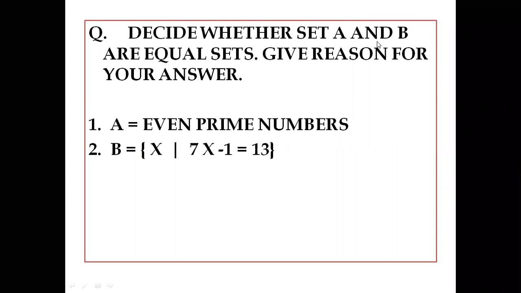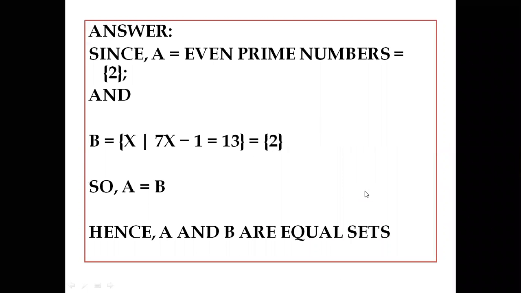Decide whether set A and B are equal set or not. Give reason for your answer. A is even prime numbers. B is {x : 7x minus 1 is equal to 13}. Okay. Let me give you the solution quickly, very quickly. Since A is even prime numbers, तो क्या होगा? Even भी होना चाहिए और prime number भी होना चाहिए. तो A is containing only 2 because 2 is an even and prime.